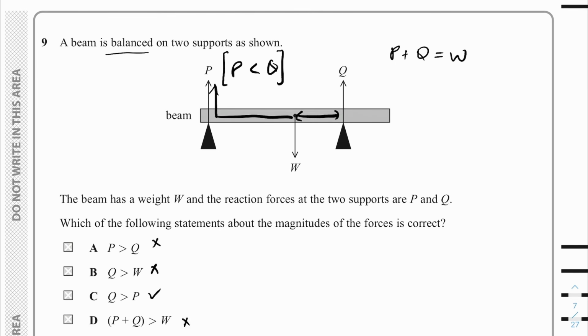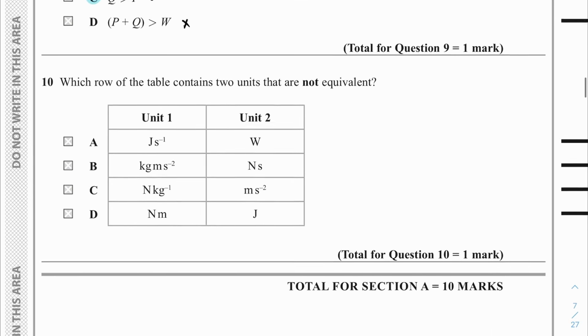So what is the answer? The answer is C, because this is a smaller distance as compared to W to P. That means Q has to be greater than P for it to be balanced, right? Okay, now let's move on to question number 10.